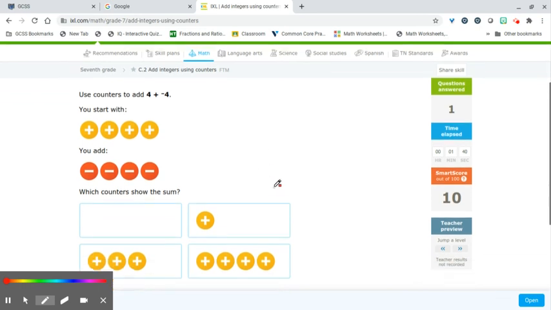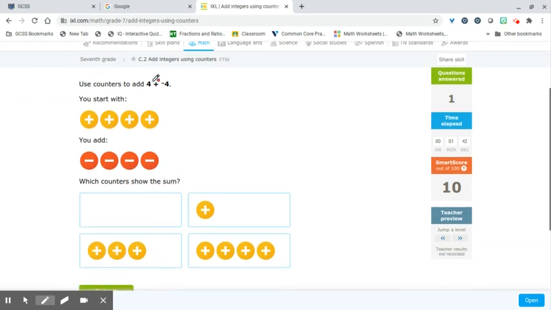All right, let's look at this. 4 plus -4. Again, our additive inverse. +1, negative 1, +1, -1, +1, -1, +1, -1. Do we have any left over? No. So this is 0.